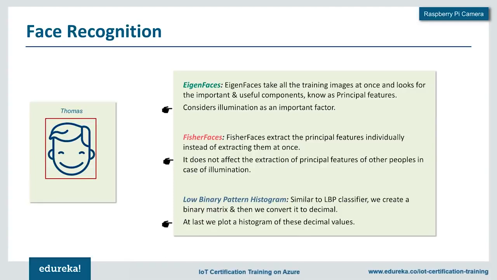But at the same time, when you have your Fisherface, here features are extracted individually rather than one by one, and this in turn does not have a challenge with the illumination as such. Third is your LBPH, which is your Local Binary Pattern Histogram, and this is very similar to your LBP as well. But what happens here is that you create a binary matrix and convert it into a decimal value, and then you plot a histogram with respect to it. So what happens here is a comparison of the histograms that are present. Each face will have a correspondingly different histogram, and I just compare these histograms in order to identify which face it belongs to.